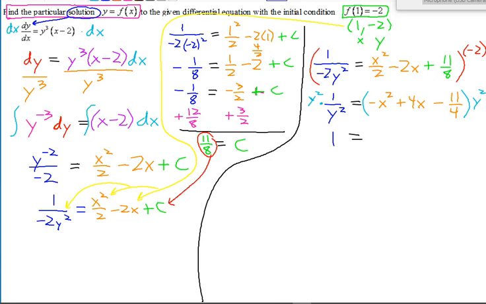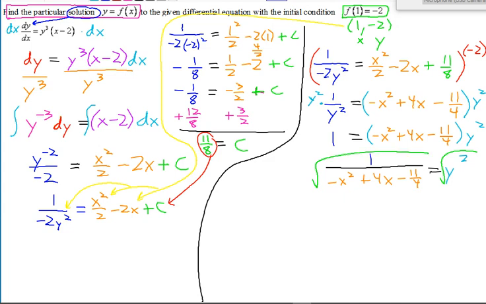So it's actually easier to solve for if you just leave it on the outside. Because now you can just divide both sides by this expression, negative x squared plus 4x minus 11/4, to get the y squared by itself. So we'll have 1 divided by negative x squared plus 4x minus 11/4. And then to solve for y, take the square root of both sides.